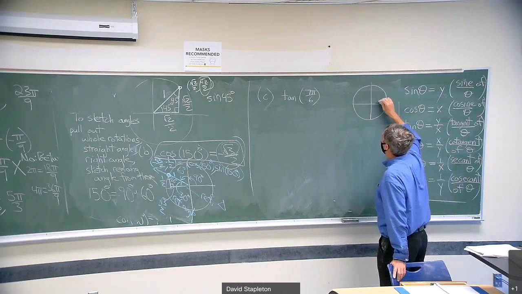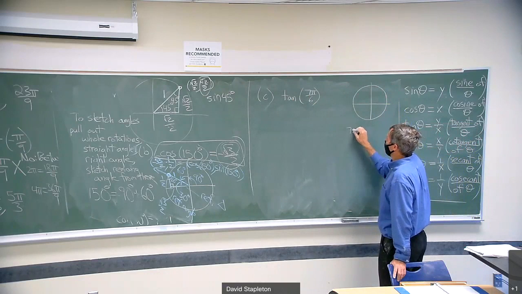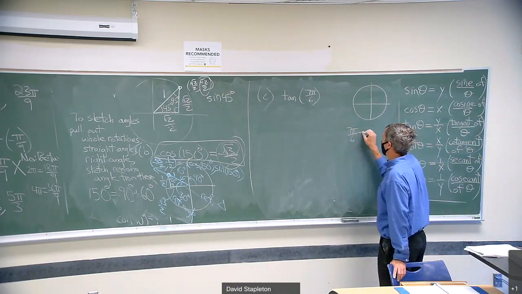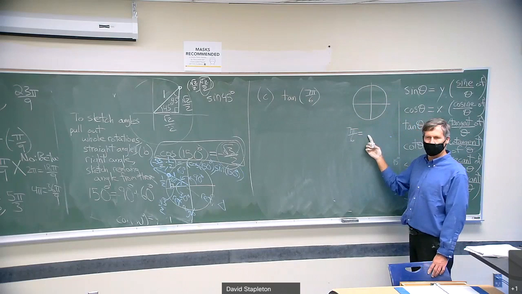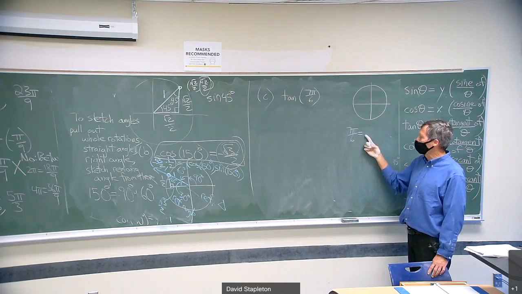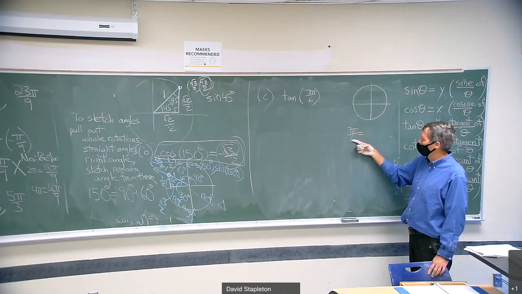I do this sometimes. But for now, what we'll do is we'll say 7 pi over 6, I need to break up into whole rotations. Is there a whole rotation in there? Not actually, right? A whole rotation is 2 pi. This is only 7/6 pi. 2 pi would be 12 pi over 6. This is not that big.